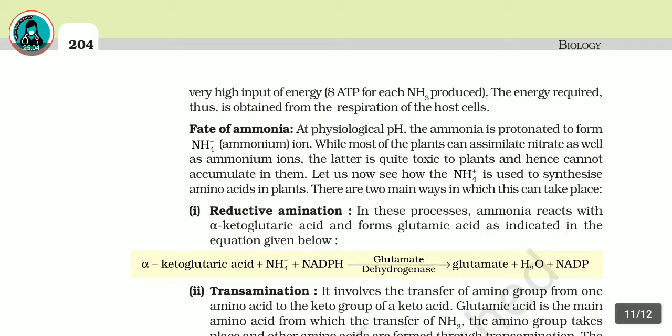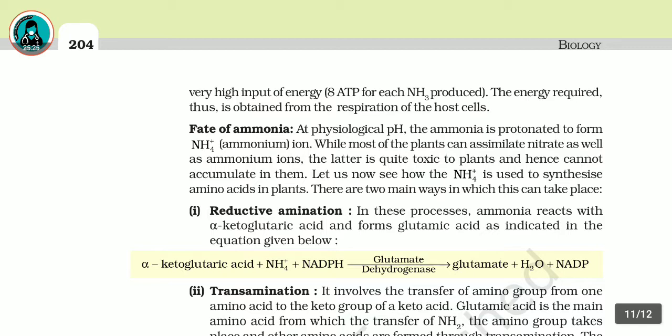Fate of ammonia: at physiological pH, the ammonia is protonated to form NH4+ ammonium ions. While most plants can assimilate nitrate as well as ammonium ions, the latter is quite toxic to plants and hence cannot accumulate in them. Let us now see how the NH4+ is used to synthesize amino acids in plants. There are two main ways in which this can take place.